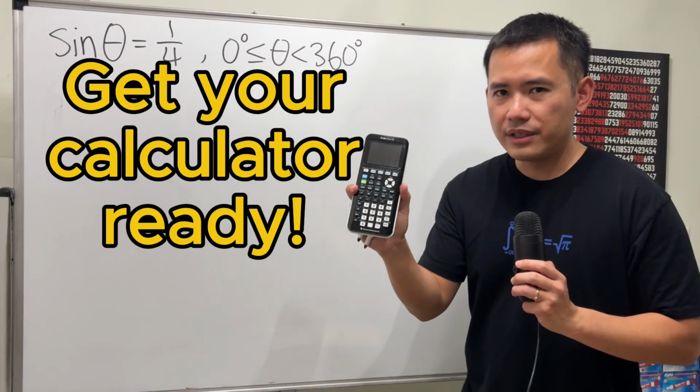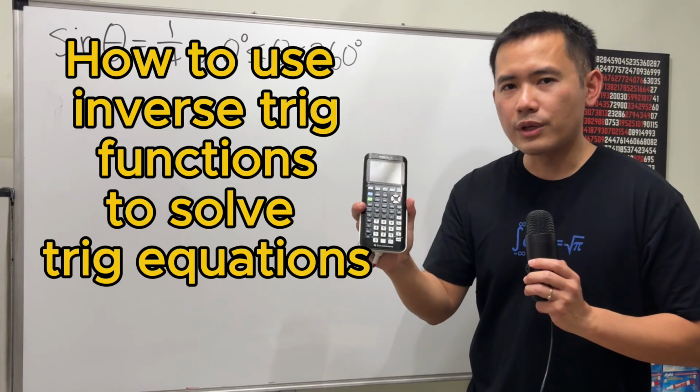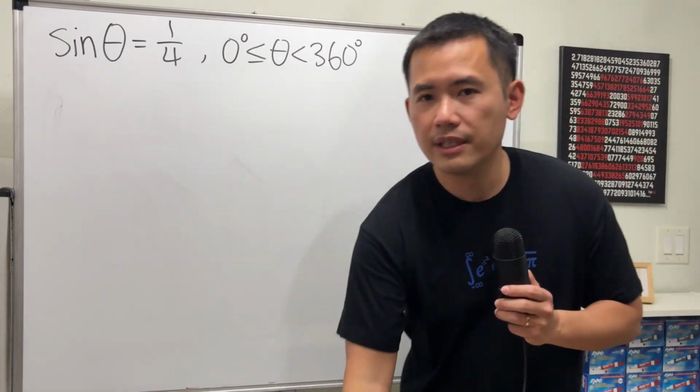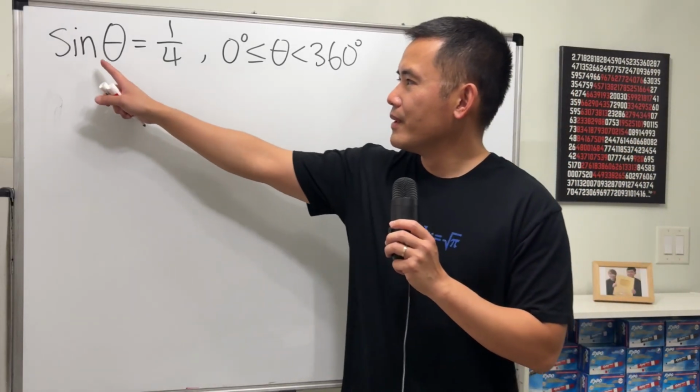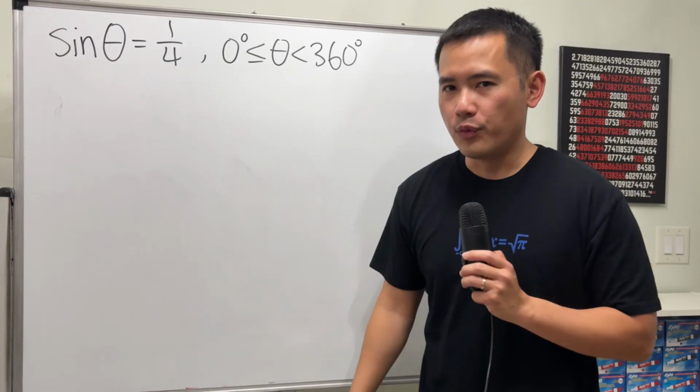Get your calculator ready because I will show you guys how to use your calculator to solve tricky equations. And make sure your calculator is in the degree mode. Here, first one, sine theta is equal to 1 over 4.